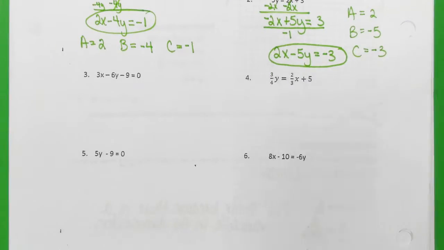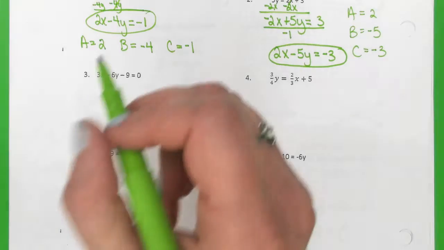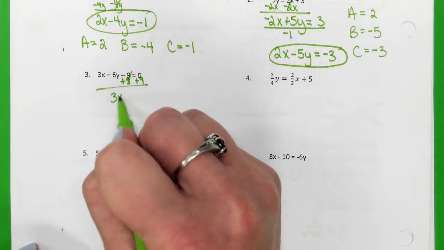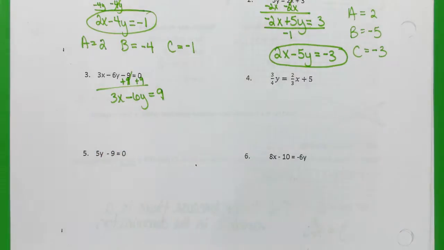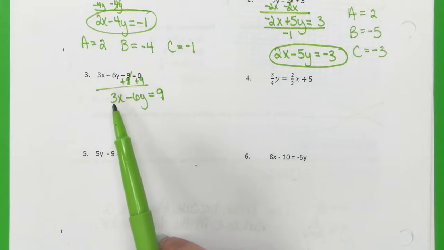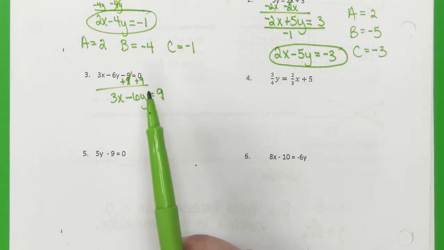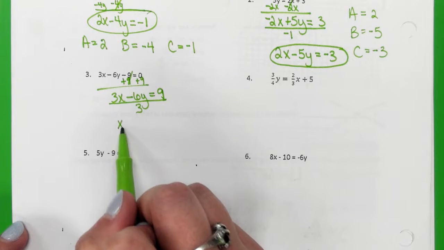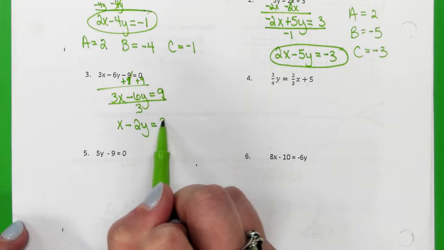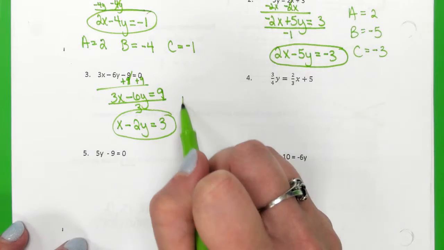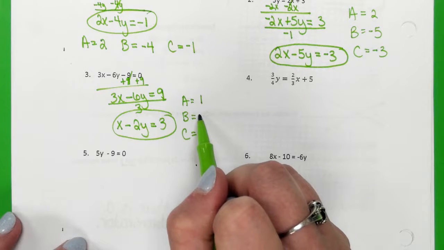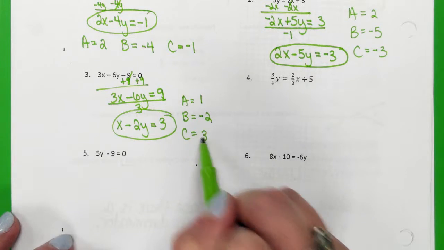All right, what about number 3? Ooh, there you go. You got to have the constant on the right. Okay, here we go. No leading negative. No fractions. But they're all divisible by what, Danielle? 3. They're all divisible by 3. Beautiful. So you have x minus 2y equals 3. What's my A, B, and C? 1. It's okay. And then, beautiful. Awesome.